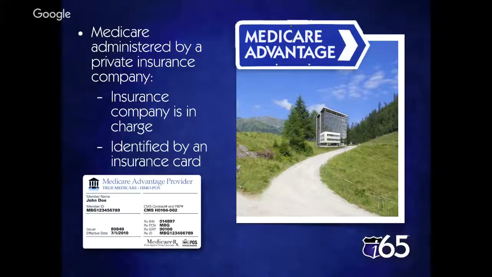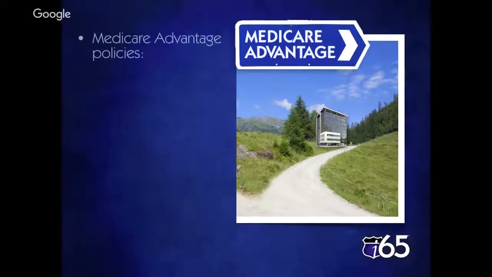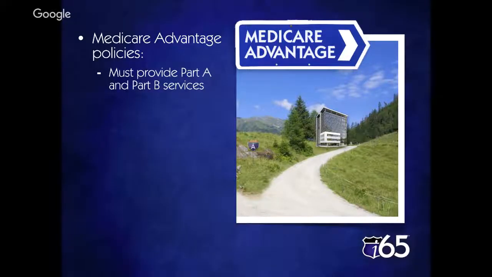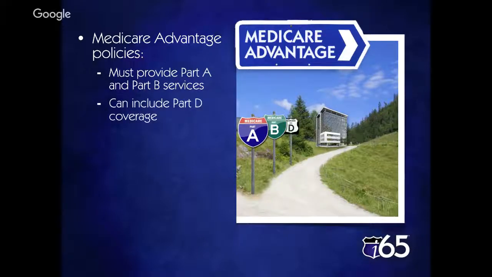When you choose this path and you see a doctor, you pull out your insurance card. That's how you are identified, not by your Medicare card. Now, these policies have to provide basic Part A and Part B services, but they change the rules that you have to follow in order to get those services. And these plans usually include Part D drug coverage as well.